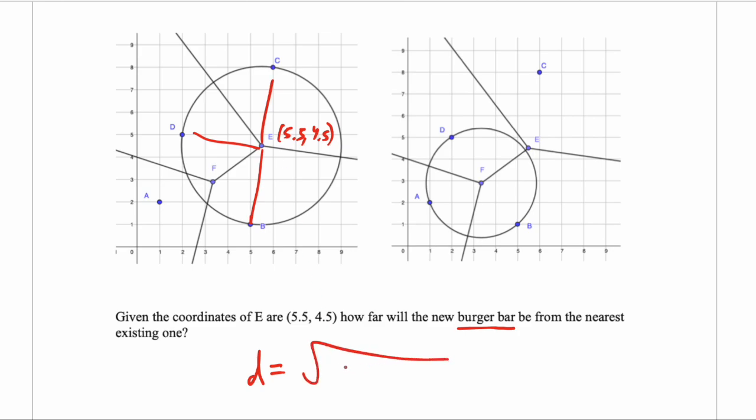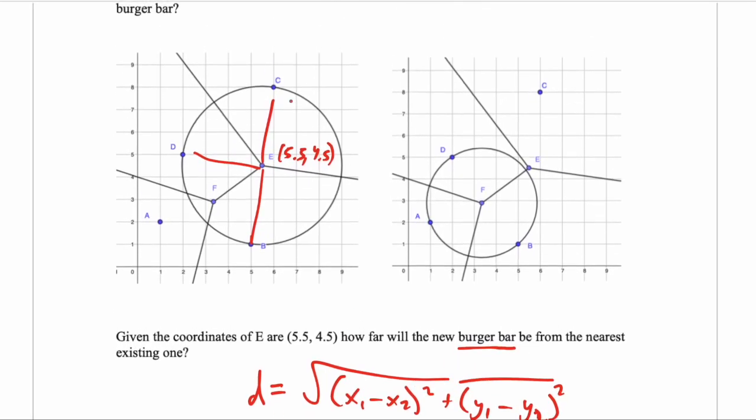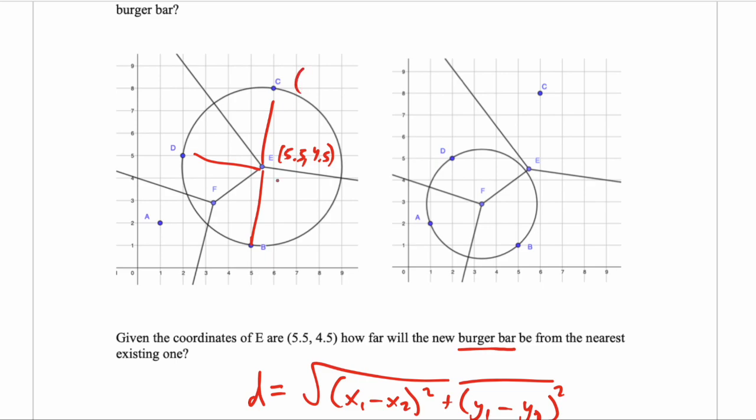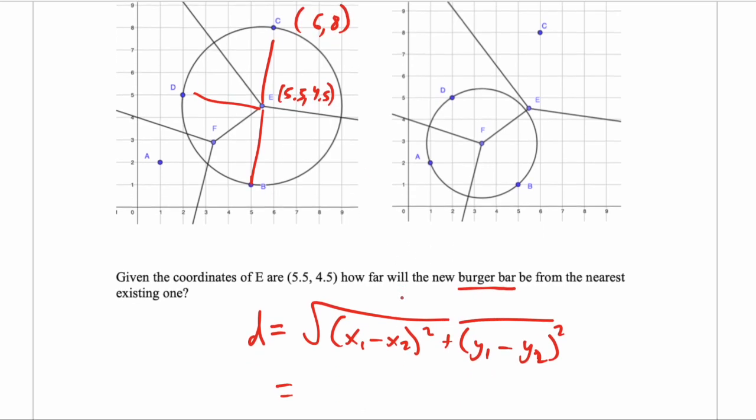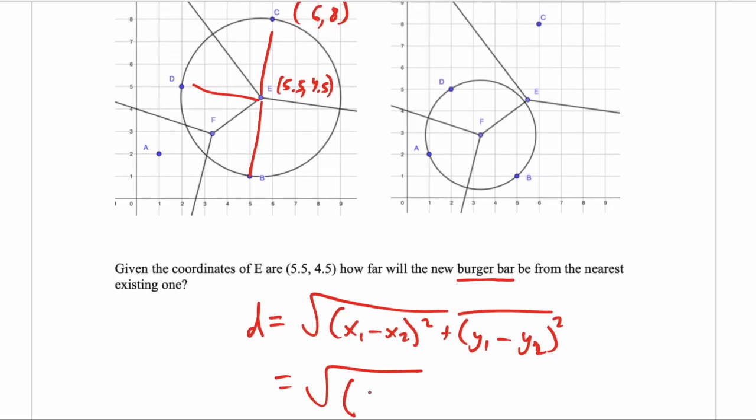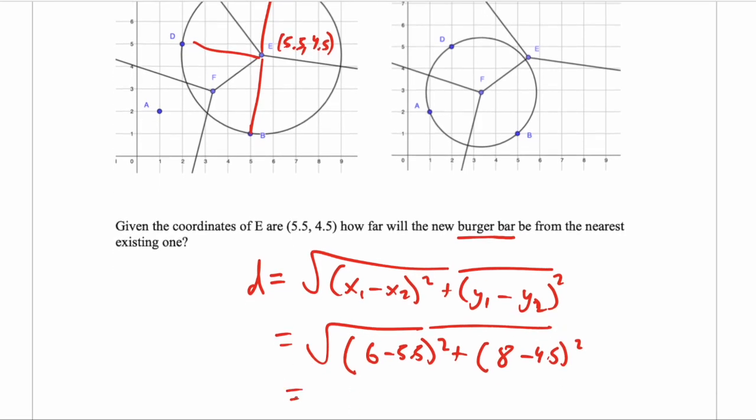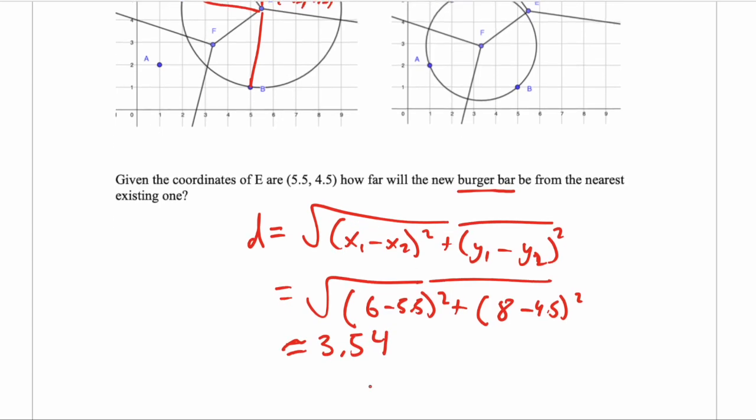So we use the distance formula. The C value here is 6, 8. So we'll have the square root of 6 minus 5.5 squared plus 8 minus 4.5 squared. We type that into our calculator and we get about 3.54. Okay, we've got another example coming up.